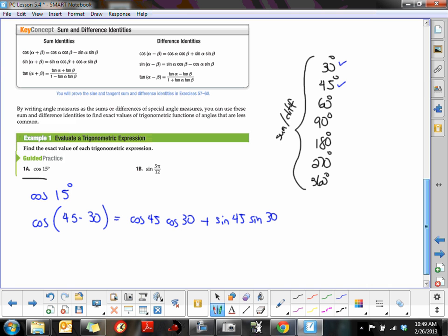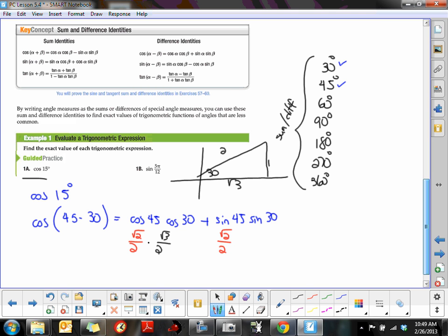So for a 45-degree angle, the cosine of 45 is the square root of 2 over 2. The sine of 45 is square root of 2 over 2. For 45, the sine and cosine values are the same, 1 over square root of 2, and I rationalize. Then I also want a 30-degree angle, so I'm just going to do a quick representation of a 30-degree reference angle. If this is 30, this side is 1, this is 2, this is your square root of 3. The cosine is the square root of 3 over 2.